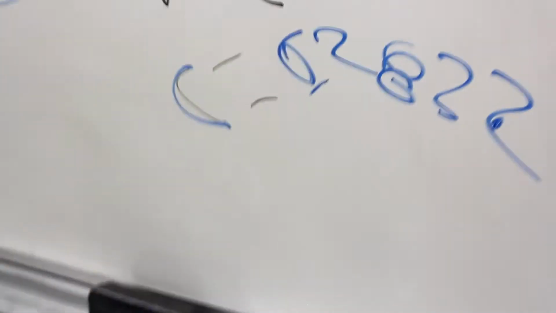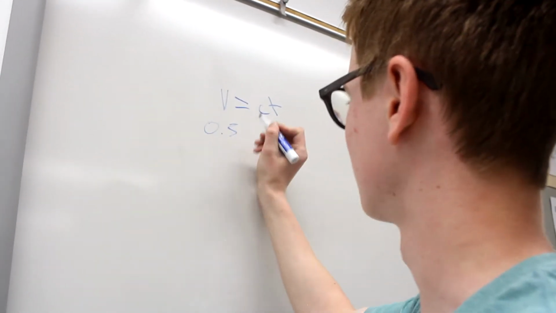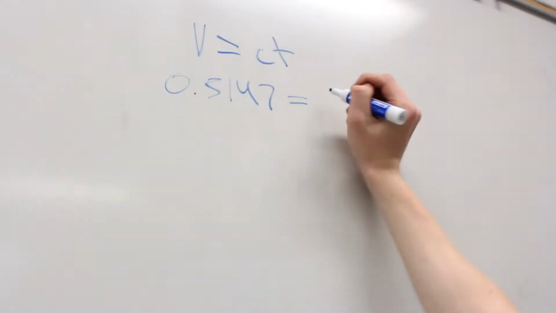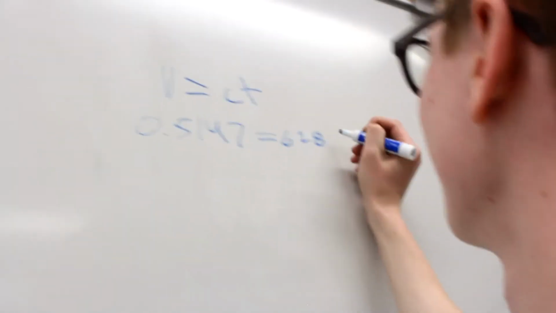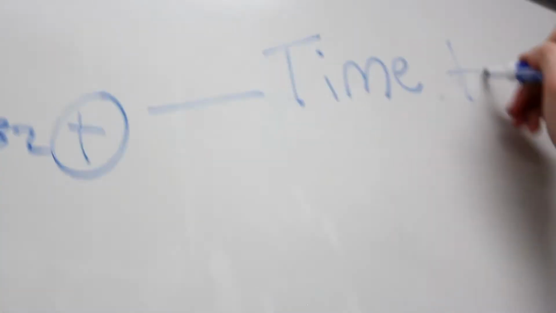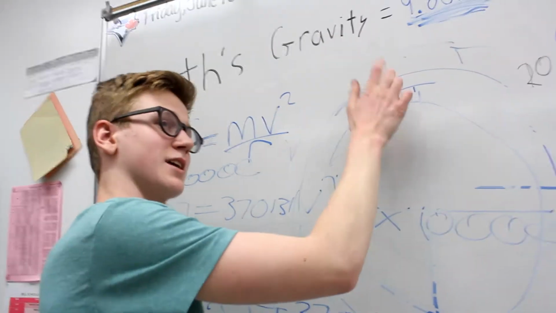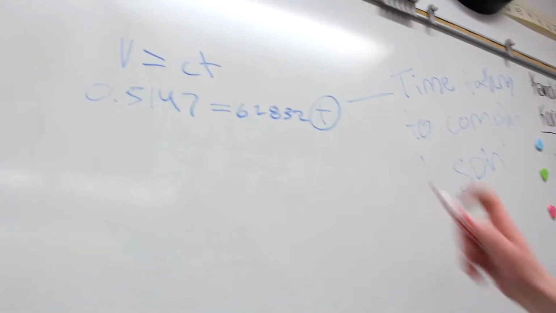Okay, next up is V. We figured out circumference, that's C. Now V, what was V? We wrote this before, but V equals C times T, which is circumference times time. And now V is equal to 0.5147, and circumference is 62832. I'm a genius. And now it's T. This T stands for the time taken to complete one spin. We have to calculate the time it takes to complete one spin by using this formula.